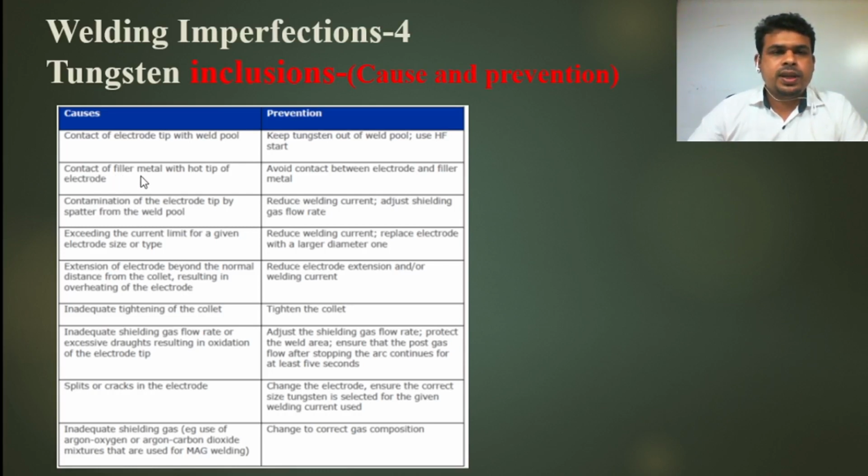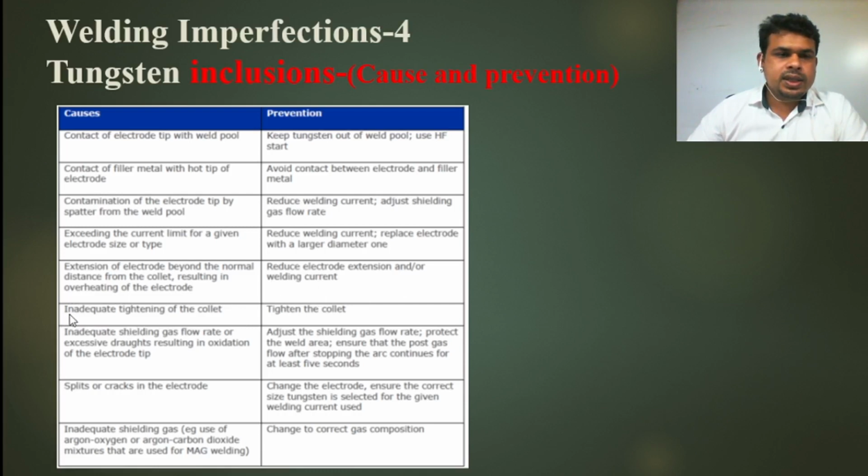Next, contact of filler metal with the hot tip of the electrode. So avoid contact between electrode and filler metal. Then contamination of the electrode tip by spatter from the weld pool. So reduce welding current and adjust shielding gas flow rate. Then exceeding the current limit for the given electrode size or type: reduce welding current, replace the electrode with a larger diameter one. Next is extension of the electrode beyond the normal distance from the collet, which results in overheating of the electrode, so reduce electrode extension or welding current.